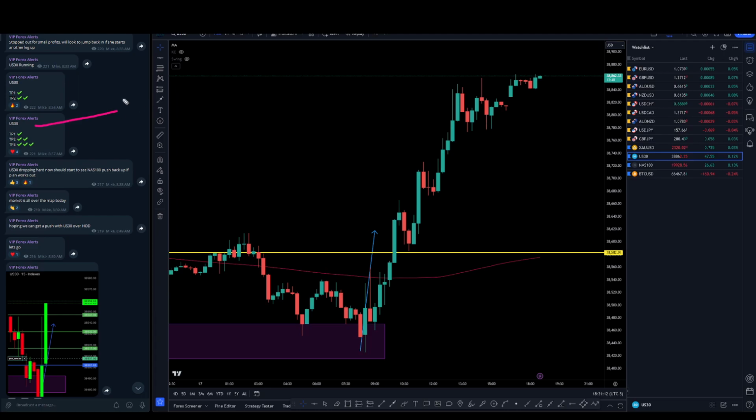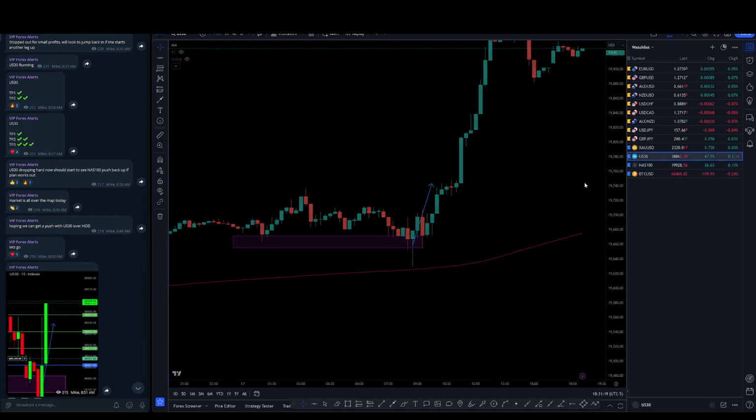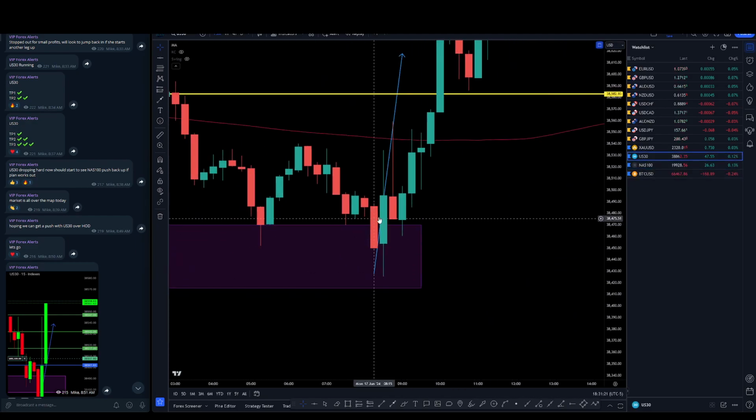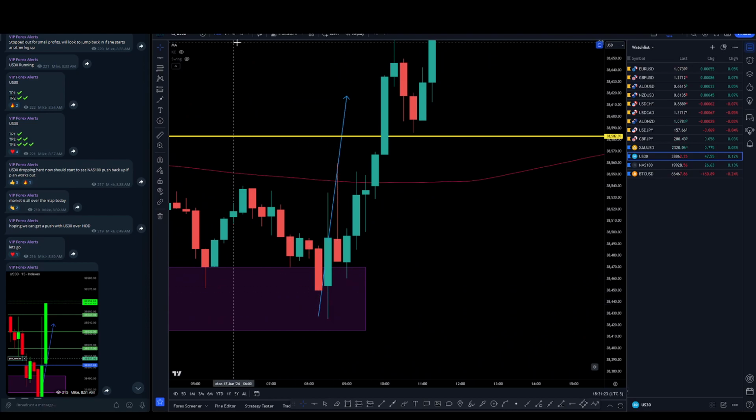US 30 actually hit take profit one, two, and three multiple times. So I was focused on NAS 100, right? But when the market opened, US 30 actually dropped. It dropped, but then it instantly squeezed up.